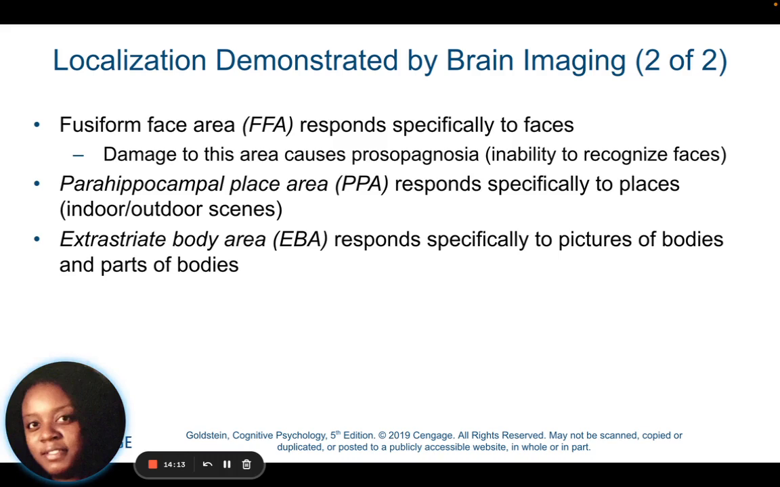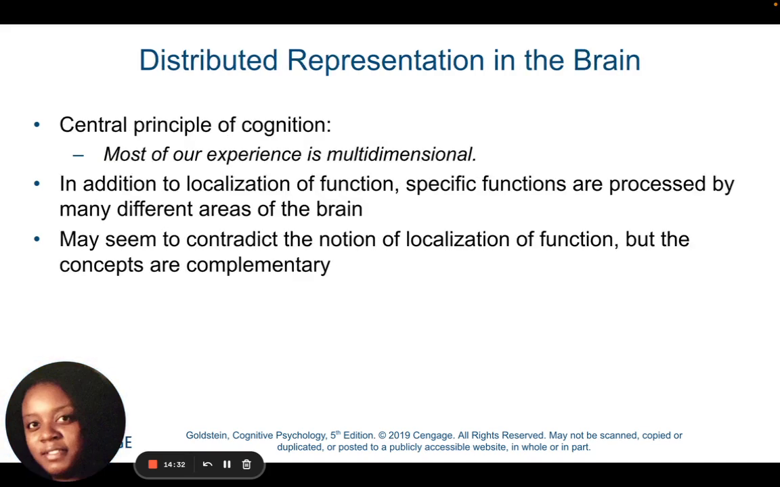And if that parahippocampal area in the brain is damaged, then that person may not recognize the indoor and outdoor areas. Same way with the EBA areas. This responds to specific pictures of bodies and parts of the body. If that's damaged, then people may not be able to recognize that.